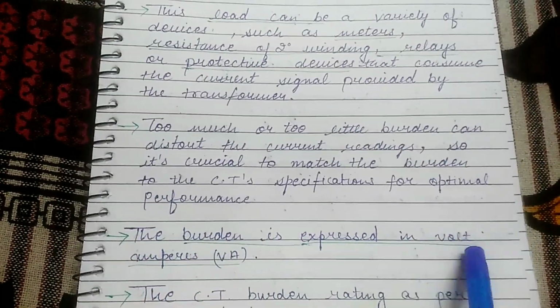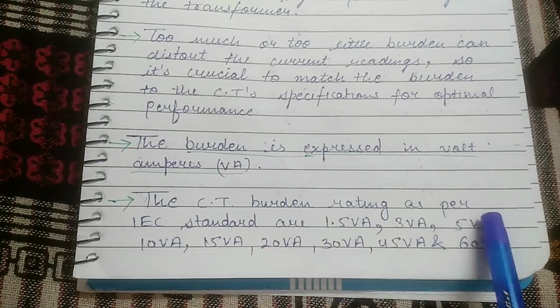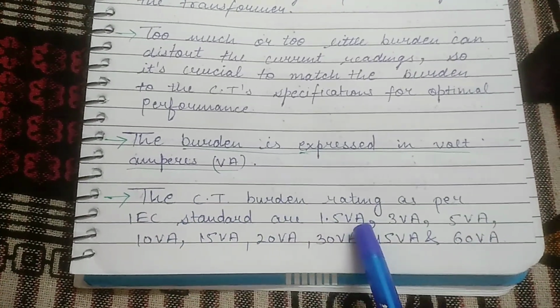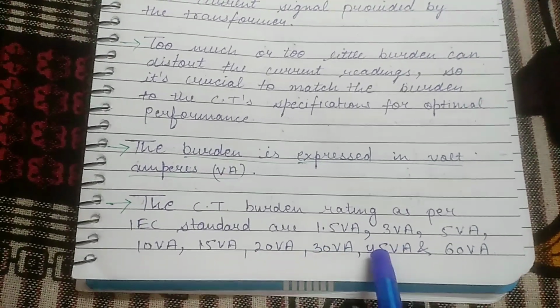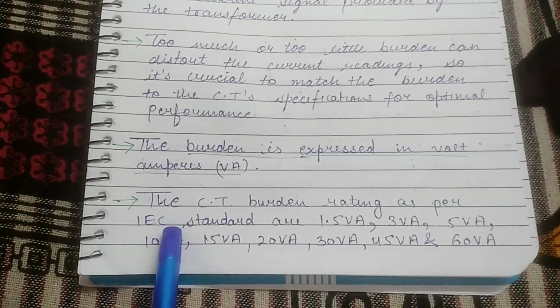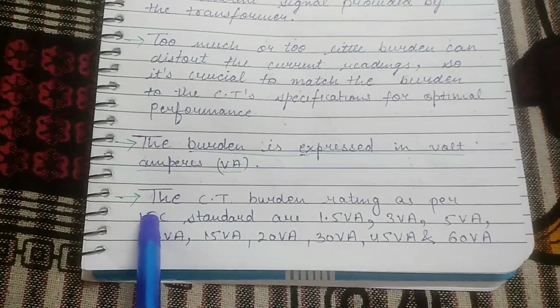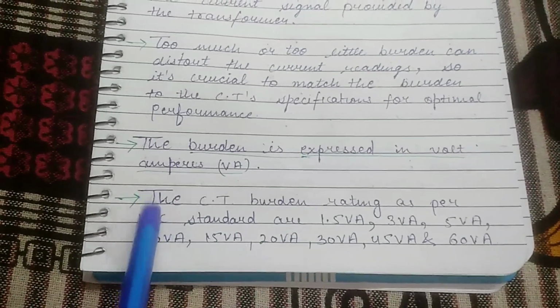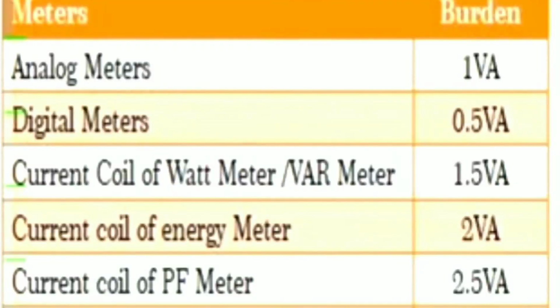The burden is expressed in volt amperes, that is VA. The current transformer burden ratings as per IEC standard are 1.5 VA, 3 VA, 5 VA, 10 VA, 15 VA, 20 VA, 30 VA, 45 VA and 60 VA. Here IEC stands for the International Electrotechnical Commission. It is an organization that prepares and publishes international standards for all electrical, electronics and related technologies. Here some standard values of VA are given for the metering and protective devices which are generally connected. For analog it is 1 VA. Similarly you can see this.